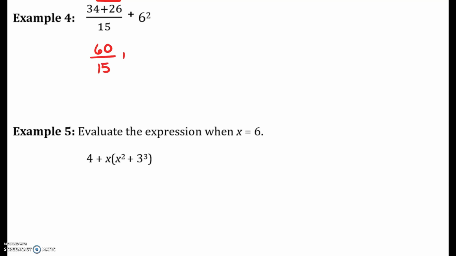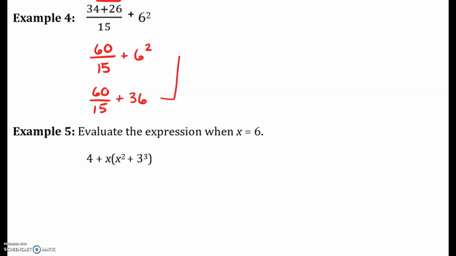At this point, now we can really follow the order of operations. So if we're thinking PEMDAS, there's no parentheses, but there are exponents. We're going to simplify 6 squared next. So we'll take and bring down our 60 divided by 15. 6 squared is 6 times 6, which is 36.